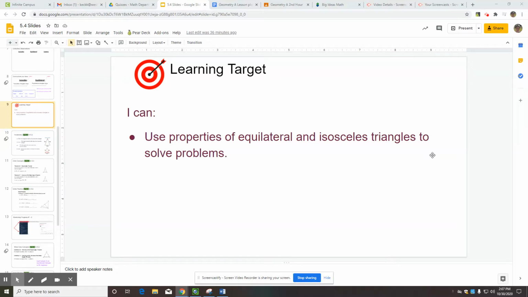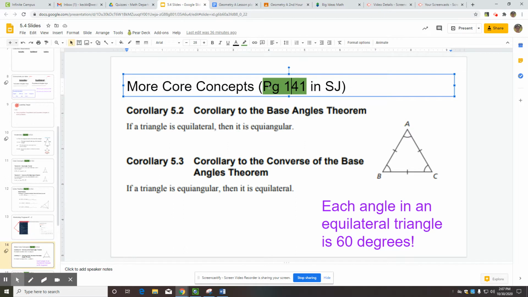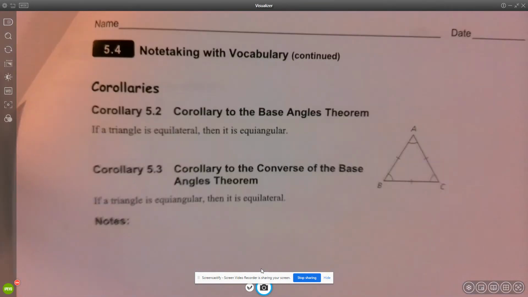In this video, we're going to be using properties of equilateral triangles to solve problems. So we're first going to turn to page 141 in our student journal to review some properties of equilateral triangles. So we're on page 141 here.